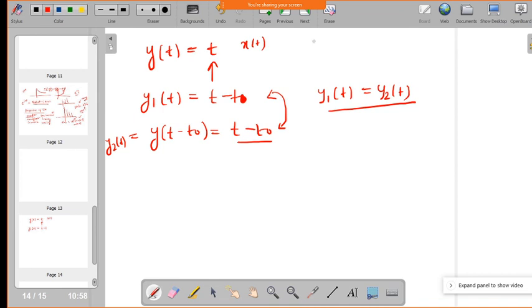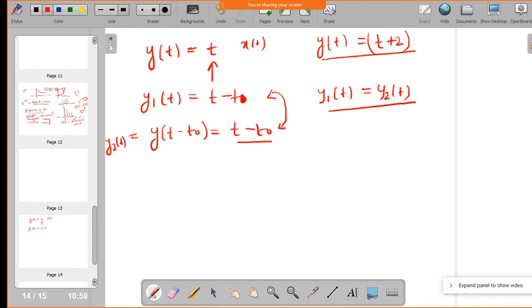Now take another simple example: y of t equal to t plus 2. Is it time invariant? Since only t is there, this will also be time invariant. If you shift the input, it will be t minus t naught plus 2, and similarly if you shift the output, it gives the same t minus t naught plus 2. That is why it is time invariant.